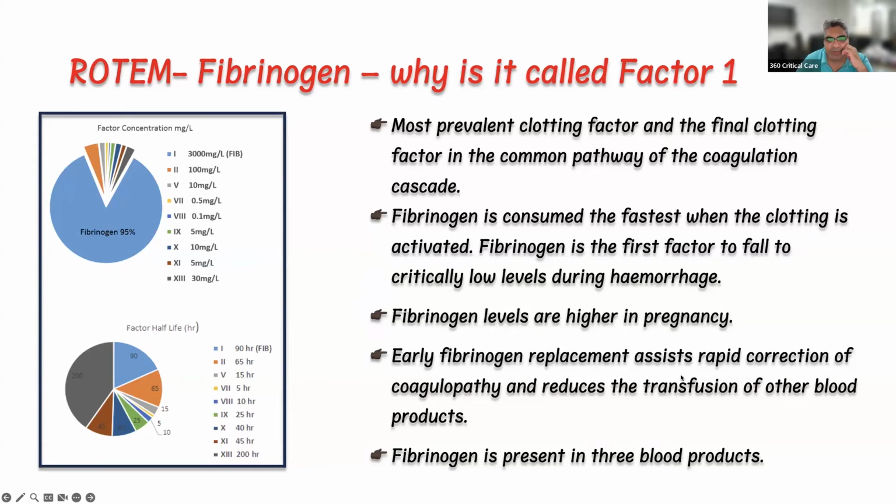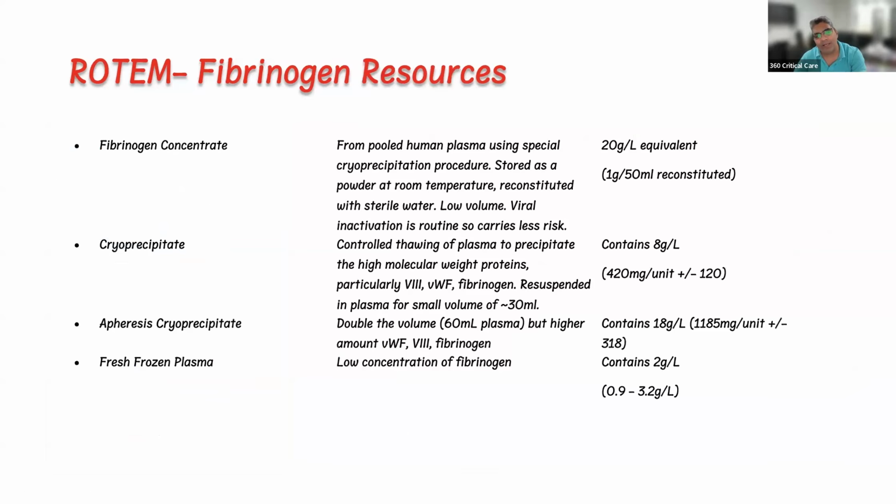Now, early fibrinogen replacement assists rapid correction of coagulopathy and reduces transfusion of other blood products. This has been proven with multiple clinical trials also. Sometimes they ask you what the sources of fibrinogen in clinical practice are. Usually there are three important sources: fibrinogen concentrate, where you find the highest amount of fibrinogen, followed by cryoprecipitate, a little bit lower, and if it is an apheretic cryoprecipitate, the concentration is slightly higher. The least you find in fresh frozen plasma.